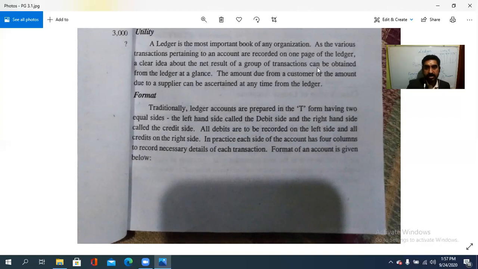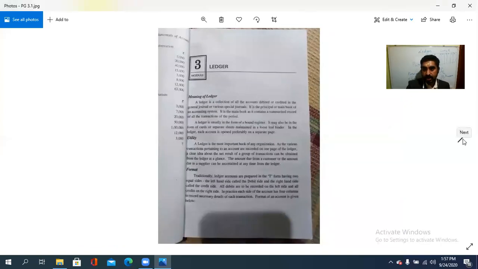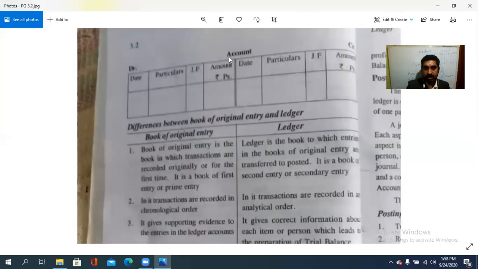Then the format is in this way. See the screen. This is the account, date, particulars, journal folio, amount on the debit side. Like the same, on the credit side: date, particulars, journal folio, amount.